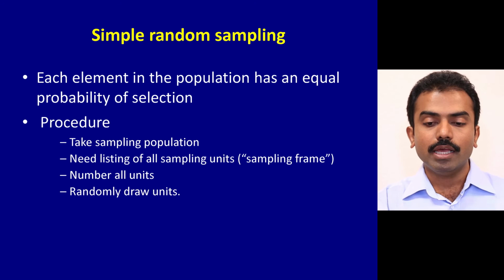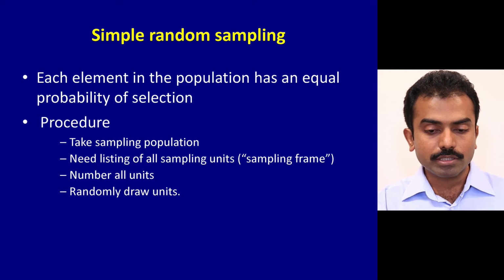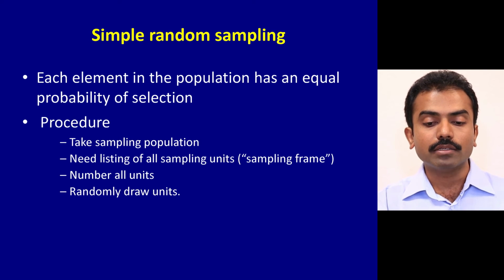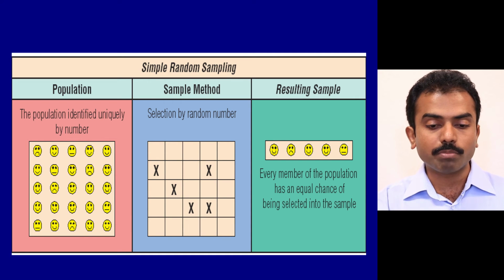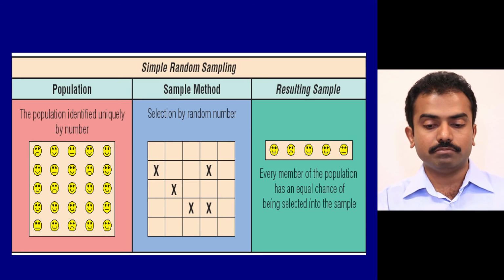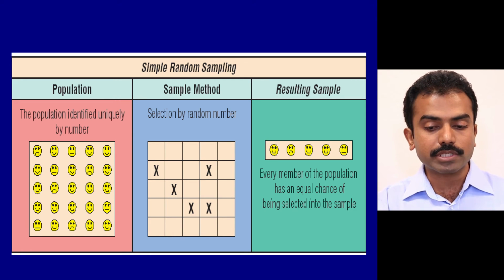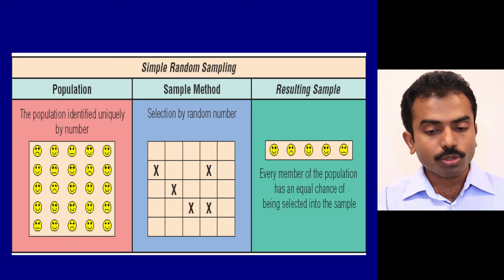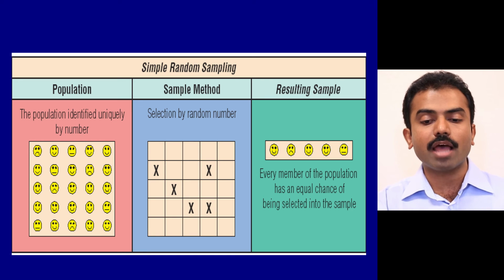First, simple random sampling. In this sampling method, each unit in a population has an equal probability of getting into the sample. The procedure is very simple. Take the sampling population. You need a sampling frame for sure here, a listing of all sampling units. Have all those units listed and randomly draw the required sample. For example, you have this population identified uniquely by some kind of number, and then you pick a lottery and select your sample size. Maybe 5 is our sample size here. Or you can use random number tables and pick randomly. Each and every unit in this population has an equal chance of getting into the sample. That is simple random sampling.